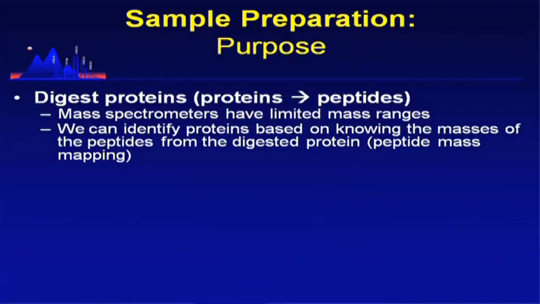So digest your proteins. What does that mean? It means we're taking our protein and using an enzyme to break it into smaller pieces that are called peptides. And the peptides are what we're actually going to measure in our mass spectrometer.